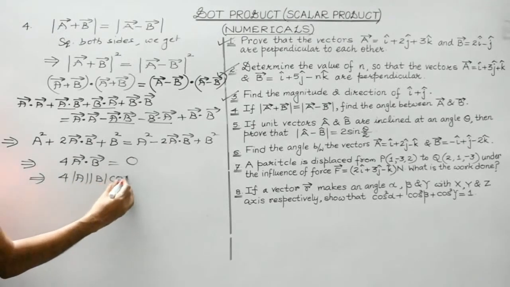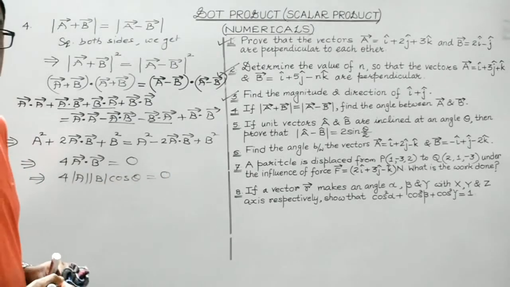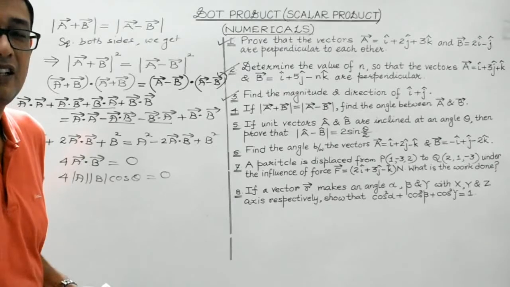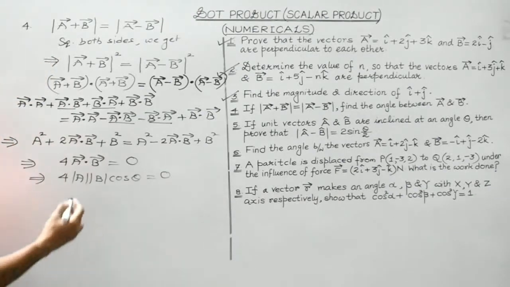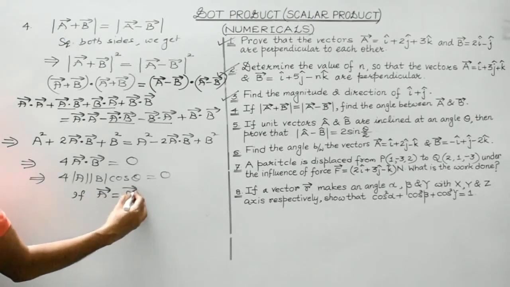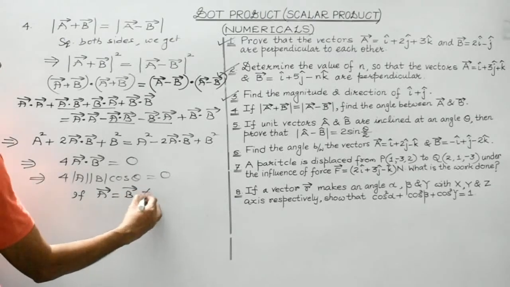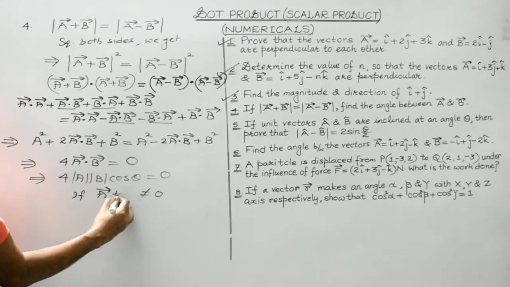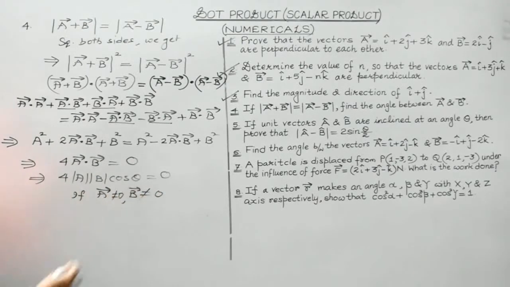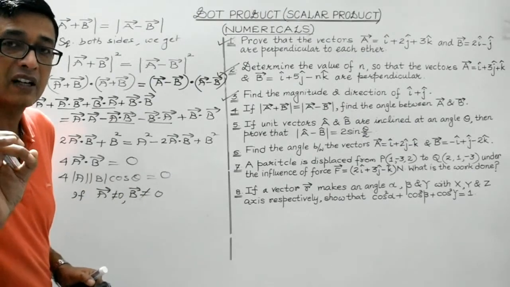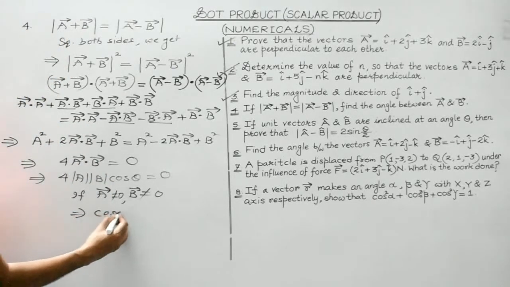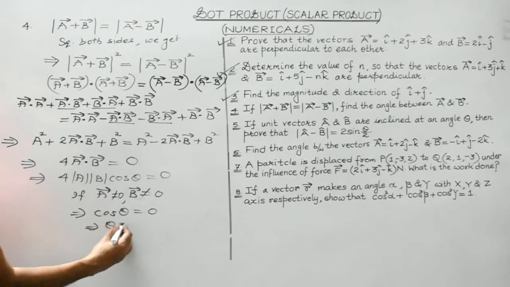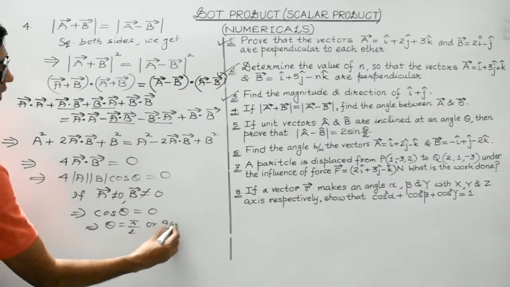which further implies that 4AB cos theta is equal to 0. Now look, theta is considered to be the angle between A vector and B vector. Theta is to be determined, right? That is our objective. Now look, 4 can't be equal to 0, and if A vector and B vector are non-zero vectors, A vector is not equal to 0 as well as B vector is not equal to 0, that is, if A vector, B vector are non-null vectors, then it implies that cos theta is equal to 0, which implies that theta is equal to 90 degrees or pi by 2.